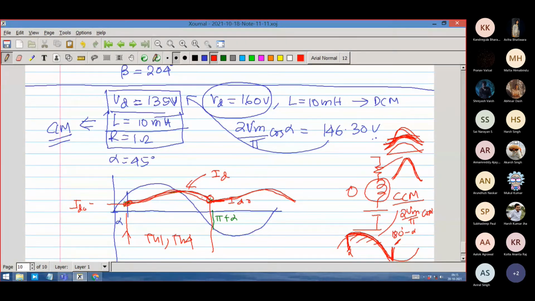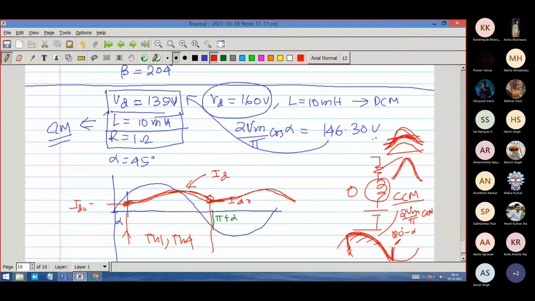And 2 Vm by pi cos alpha is coming from the point of view that if it is in continuous conduction mode, this is the voltage it can produce. In continuous conduction mode, it cannot produce anything greater than that. The rectified voltage average, it cannot produce, it is helpless. So only adjustment is possible on the load side.